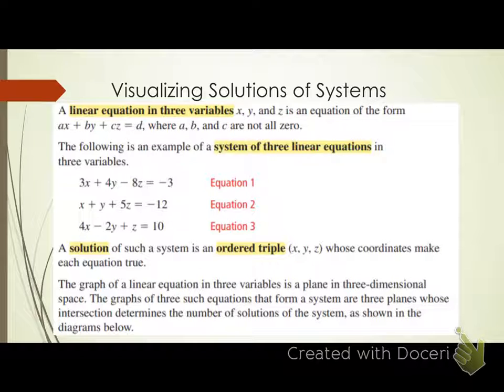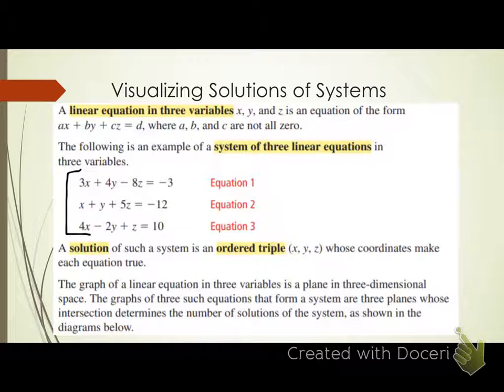A linear equation in three variables, x, y, and z, is an equation of the form ax plus by plus cz equals d, where a, b, and c are not all zero. So none of those values are zero. They can be any other number than zero, though. The following is an example of a system of three linear equations in three variables. So this group of three equations is just an example of a system of equations in three variables. Okay? A solution of such a system is an ordered triple.